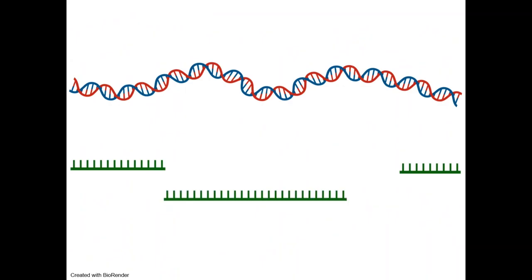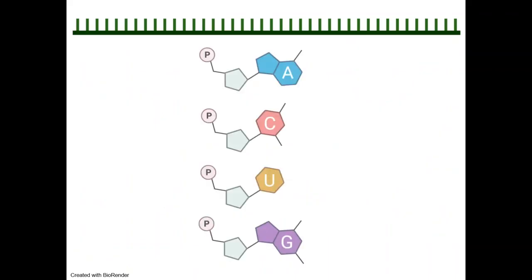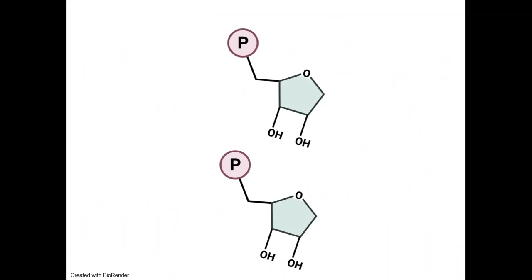RNA is made of 4 nucleotides. Adenine, guanine, and cytosine remain the same, but thymine is replaced with uracil. A phosphodiester bond is made between sugar and phosphate just like DNA. Let's look at this bond formation again. RNA sugars have an additional hydroxyl group, unlike DNA, which only has one hydroxyl group.